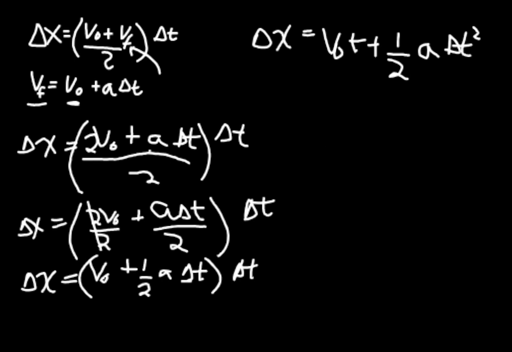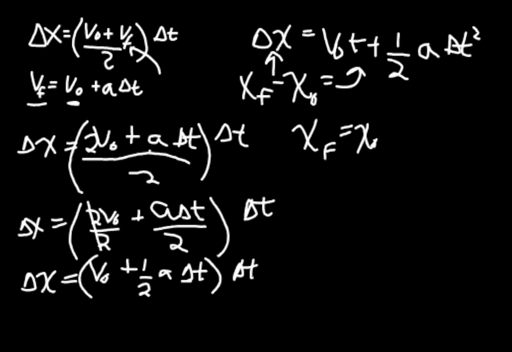Now, you might also see it written a different way, remembering that this delta right here can mean final position minus initial position, which equals all of this. So you could also see it written as final position equals initial position plus initial velocity times t plus 1/2 at squared.